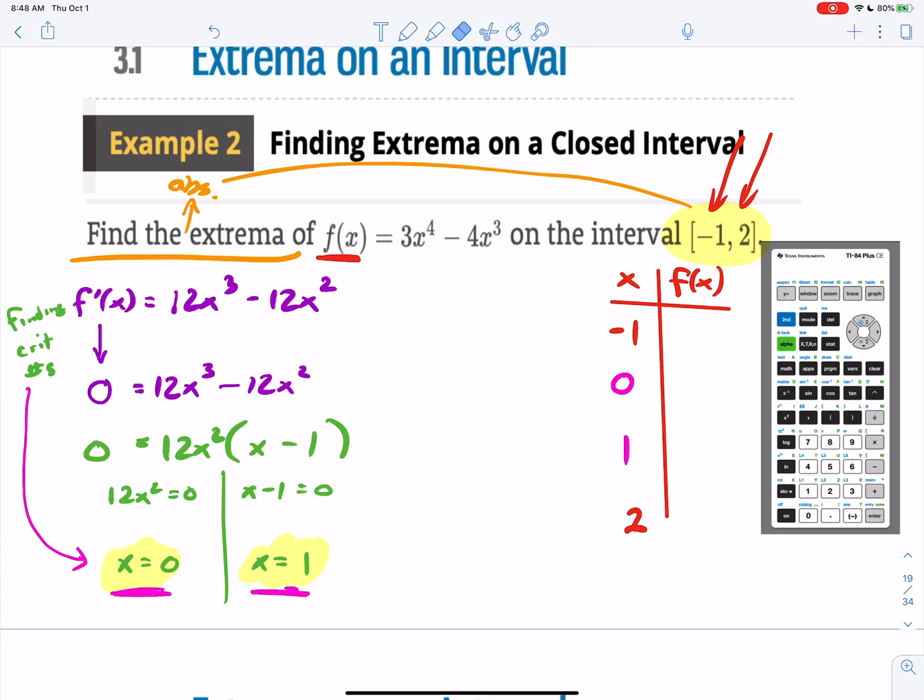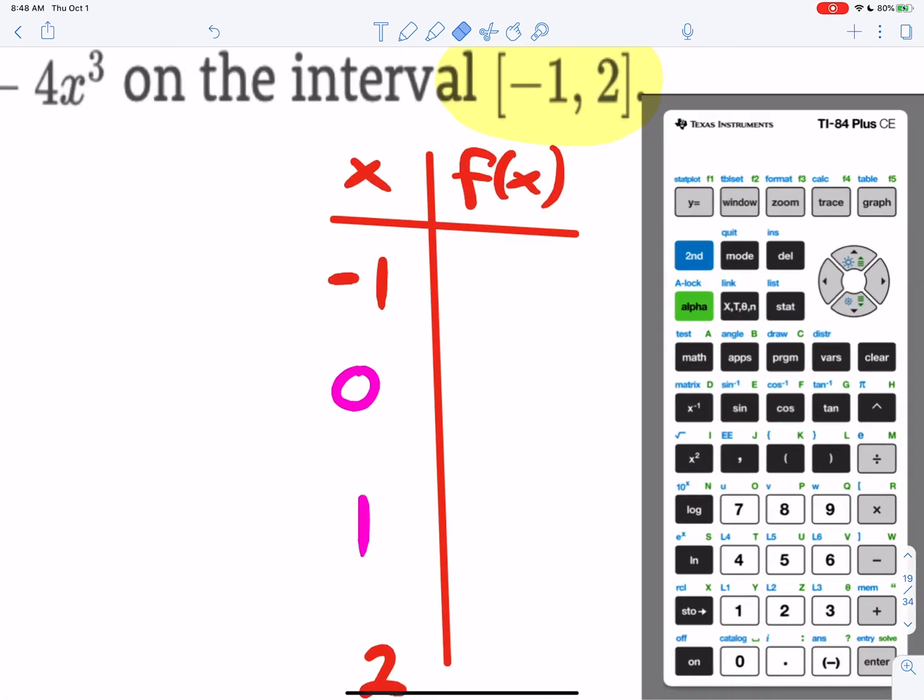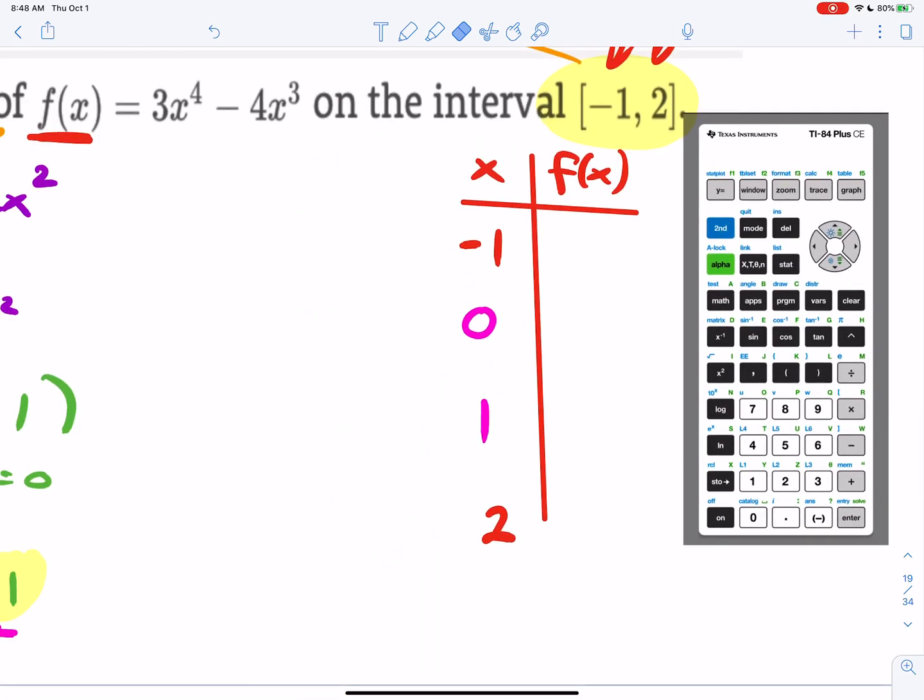So here's what we do. We need to plug in all of these values into your function, okay? And you could do it one by one, or we could use the functionality of the table. So here's what you guys do. First off, go ahead and reset your calculator, okay? So second plus 712. Second plus 712. Okay, first thing you want to do, you're going to go to y equals, and type in your function, f of x equals 3x to the fourth minus 4x cubed.